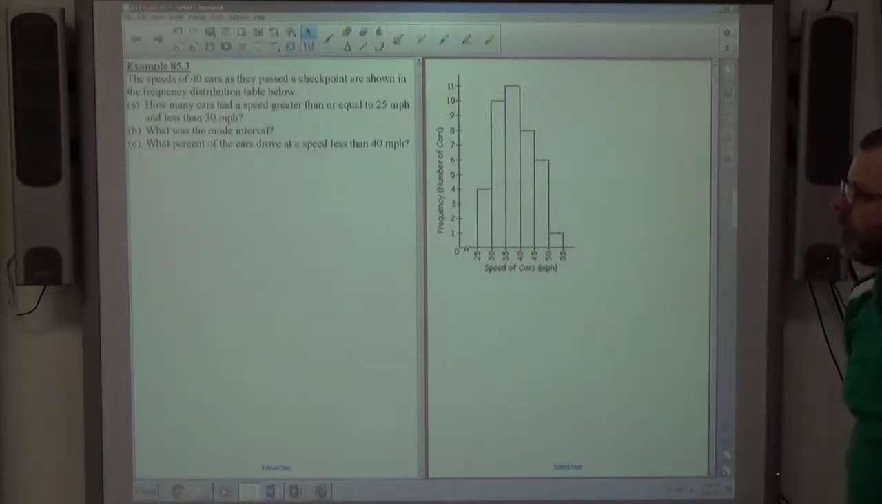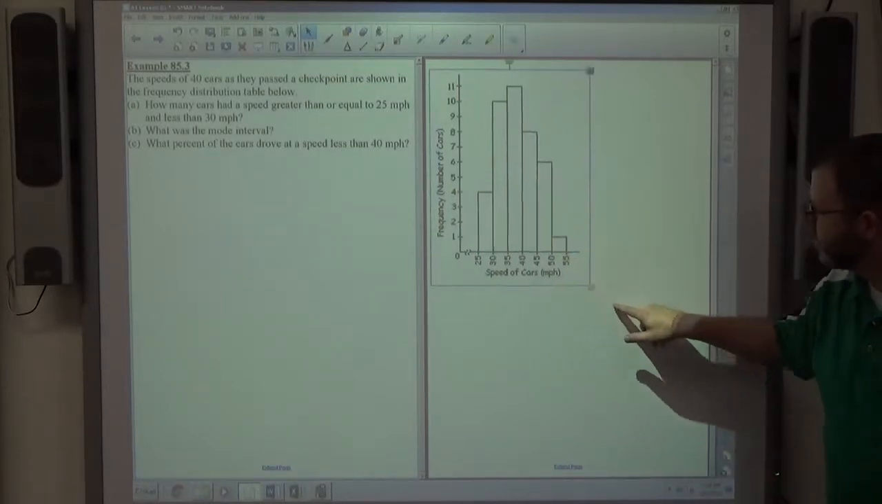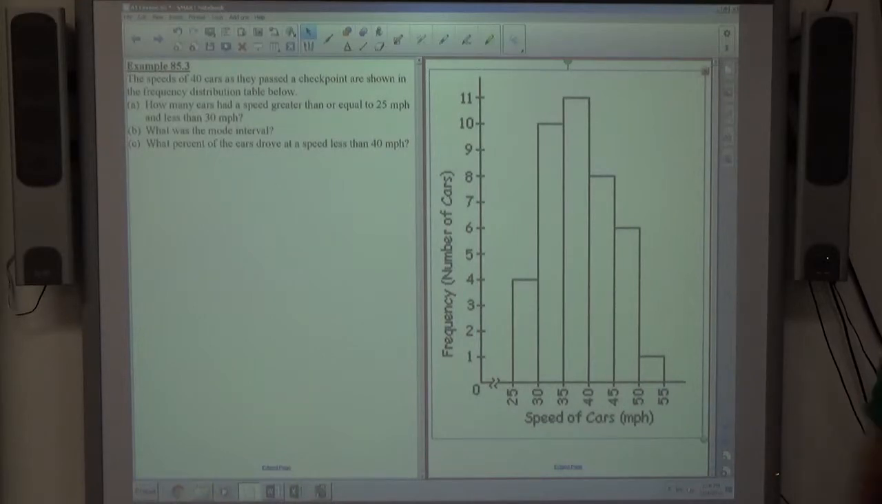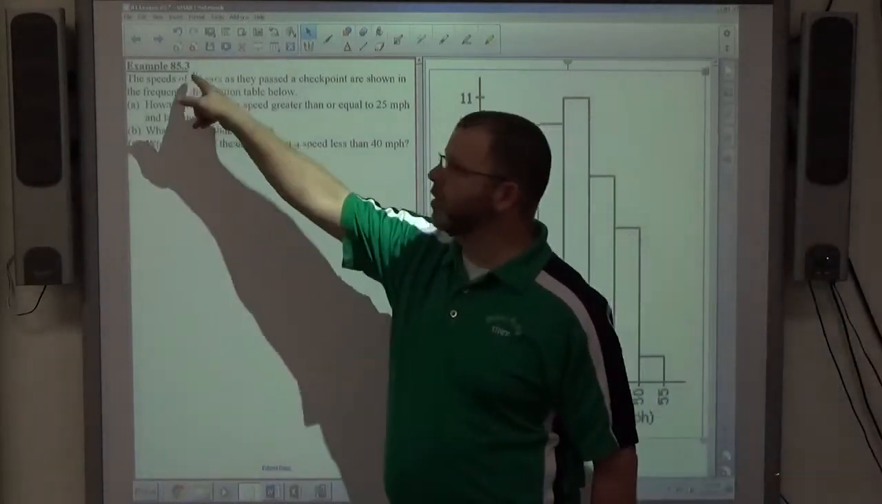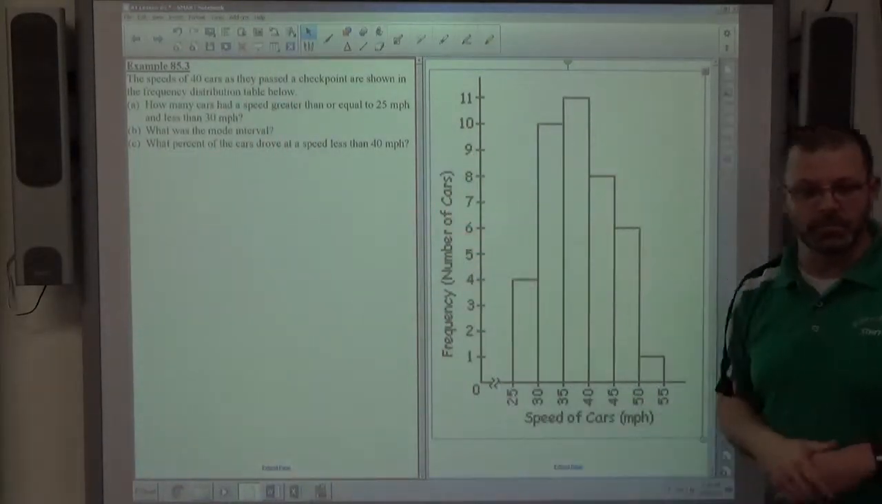Okay, example 3. The speeds of 40 cars as they pass a checkpoint are shown in the frequency distribution table. It says below but to the right. There you go. How many cars are there? 40. How do we know? It says right there, speeds of 40 cars. So we know how many cars there are.